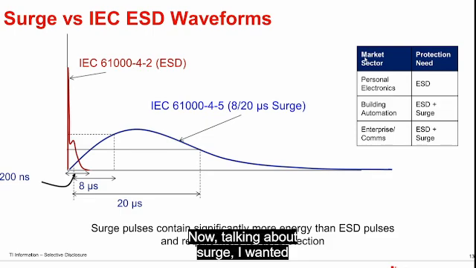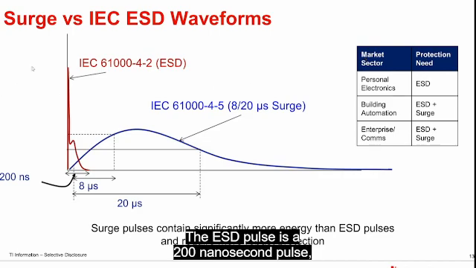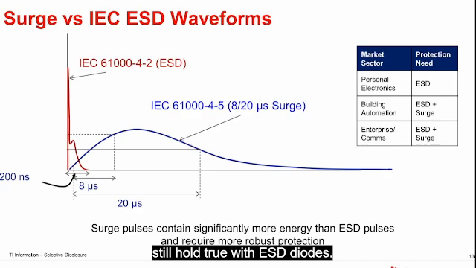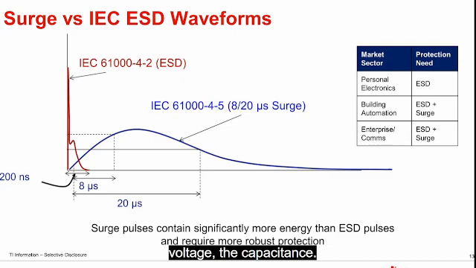Now, talking about surge, I wanted to basically contrast the ESD pulse and the surge pulse. The ESD pulse is a 200 nanosecond pulse, while the surge pulse is multiple microseconds. This means for ESD events, the pulse looks like it's much higher, but the total energy that is carried within the pulse over time is going to be favoring the surge pulse by a lot. So the DC aspects of surge diodes still hold true with ESD diodes. So we're talking about the breakdown voltage, the working voltage, the capacitance, all of that still has to do with surge diodes.